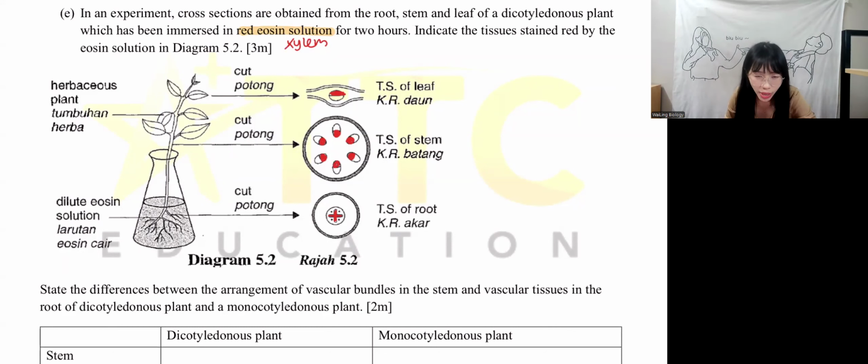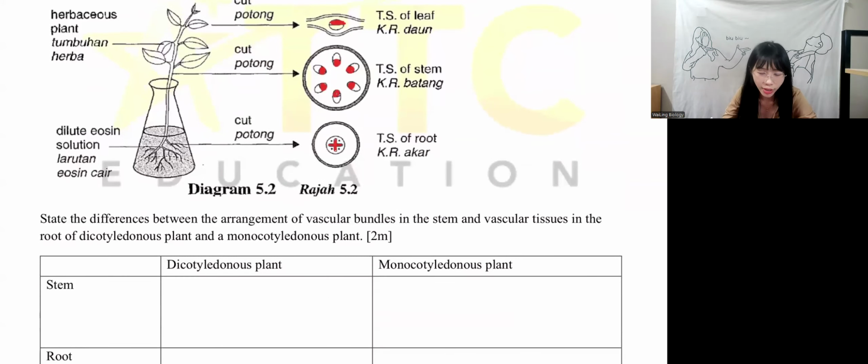State the differences between the arrangement of vascular bundle in the stem and vascular tissue in the root of dicotyledonous plant and monocotyledonous plant. So what they are trying to ask you is to write the arrangement of vascular bundle in the stem and vascular tissue in the root. They ask you to compare the vascular tissue in both stem and root. Okay, we will look at the eudicot first, which is dicot. Dicot and eudicot is the same thing, yeah?